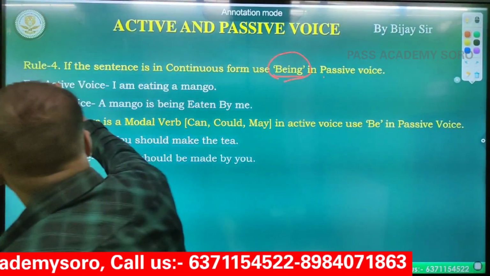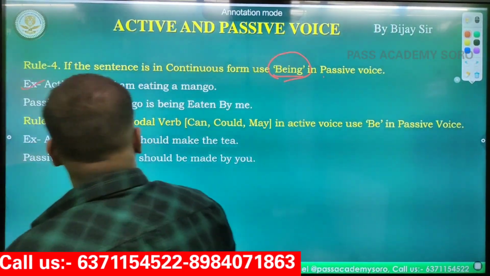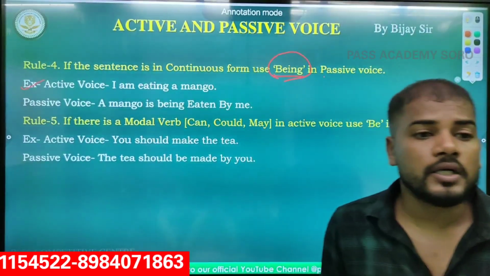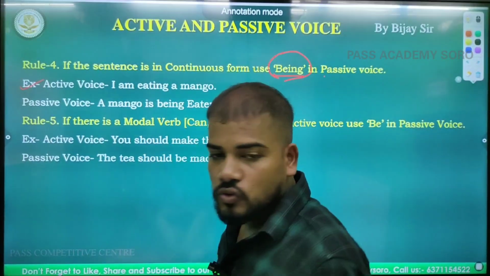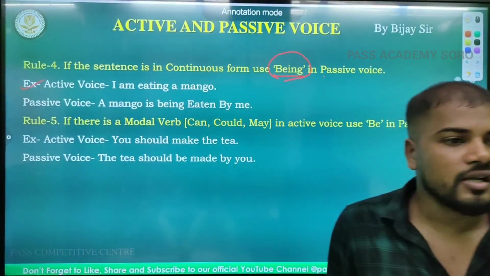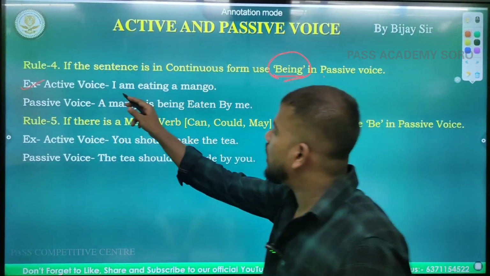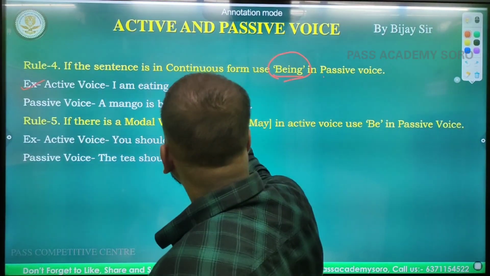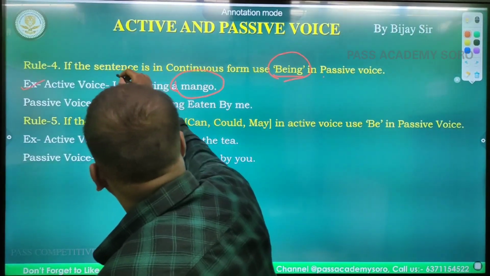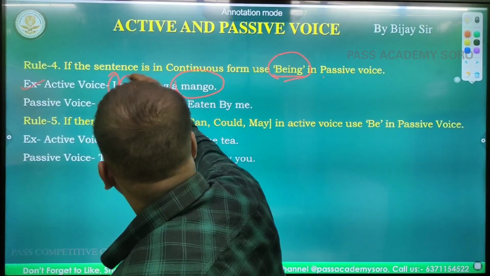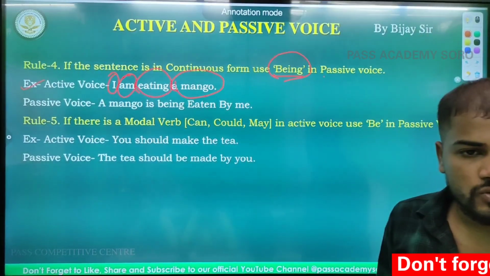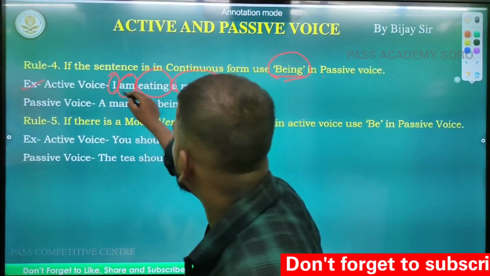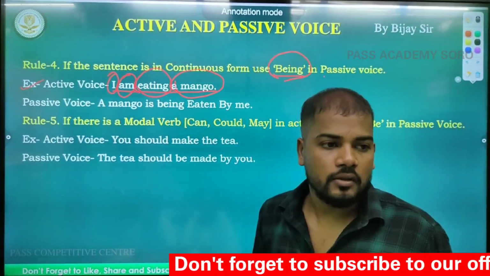Okay, so look at the example here, dear students. Active voice: I am eating mango. It means verb plus ing, and here am is used as a helping verb. So in I am eating a mango, a mango is the object, I is the subject, am is the helping verb, eating is the main verb. So while we convert into passive voice, it is in continuous form, we will use being.